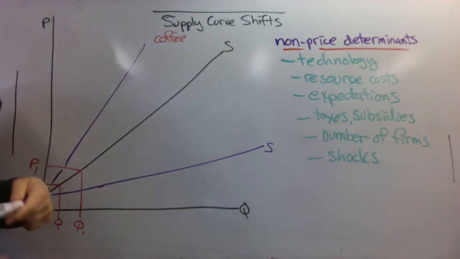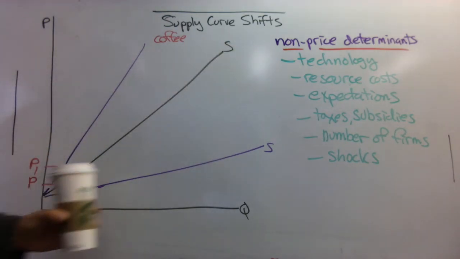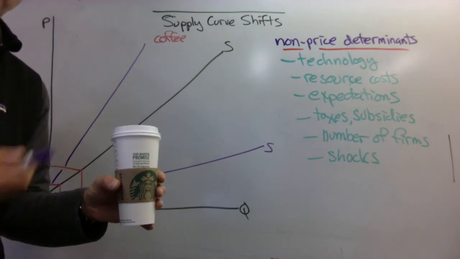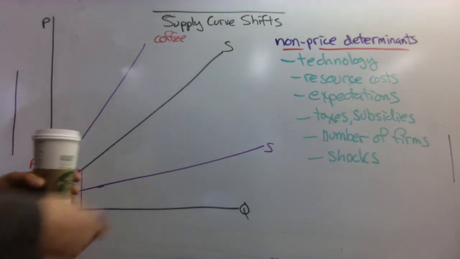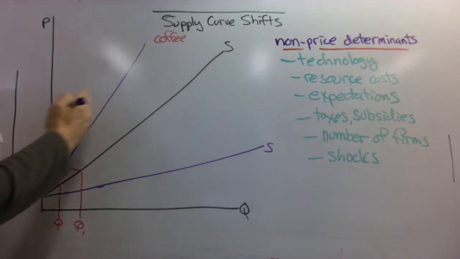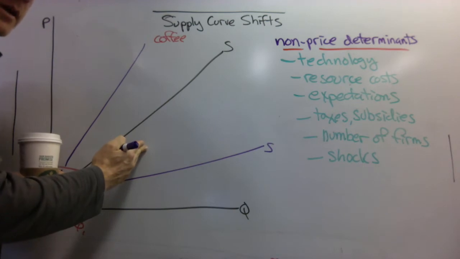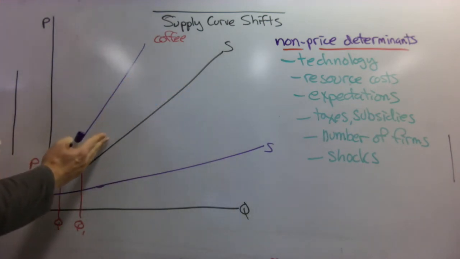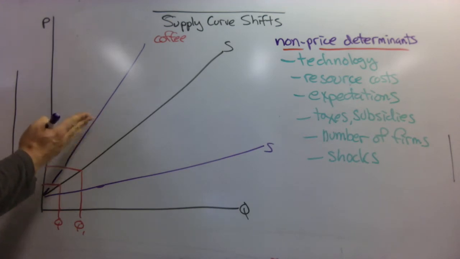Resource costs, like the resources for this cup of coffee, are the beans, the water, the building that I'm renting to put the coffee shop in, all of that. If these go down or up, it's going to change my willingness to produce. If it costs me more per cup because, say, the rent went up on the store, well, then I might need to get a higher price to stay in the game.